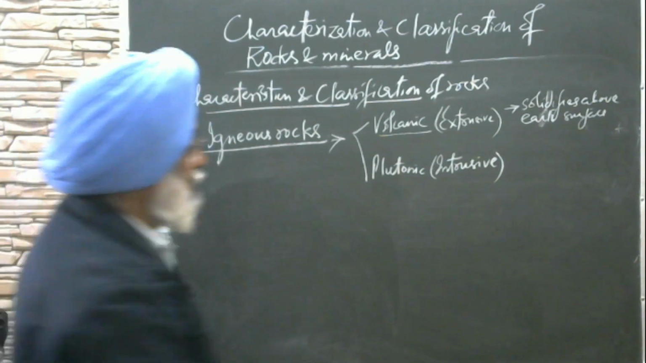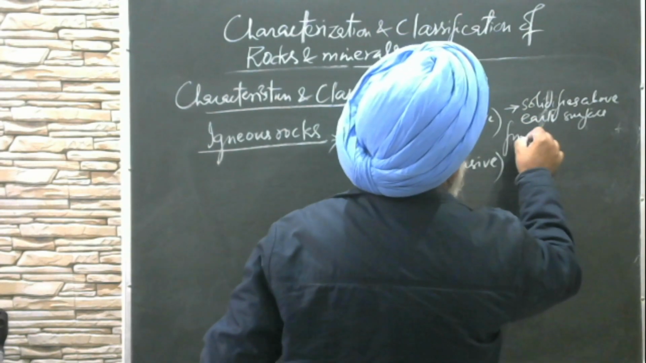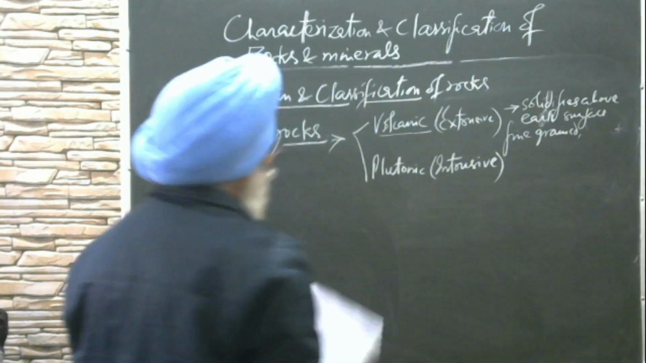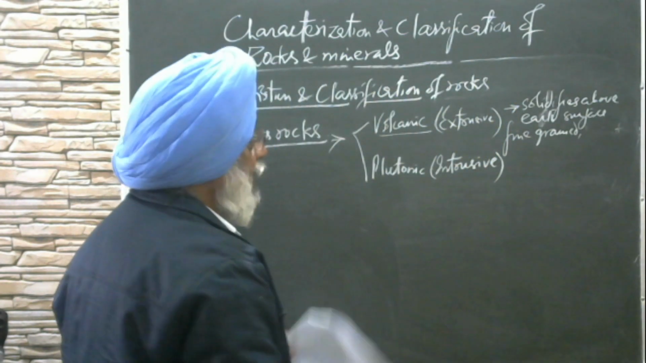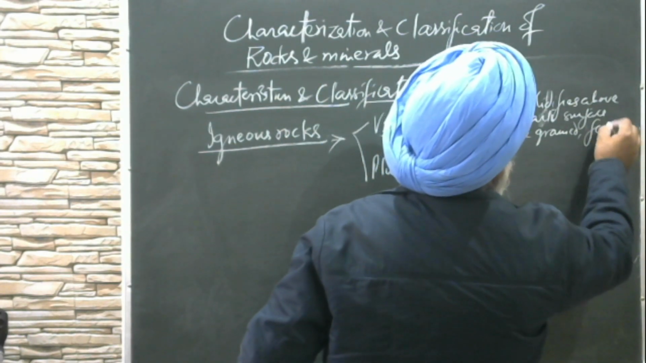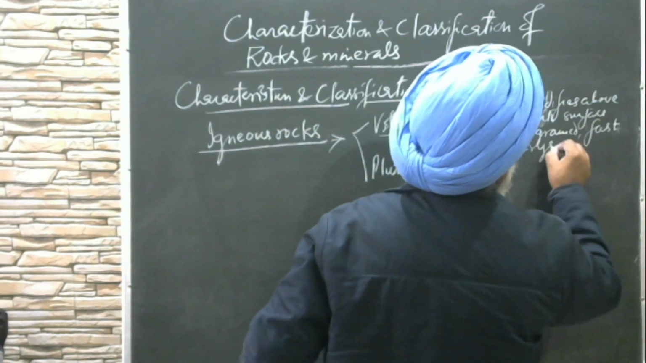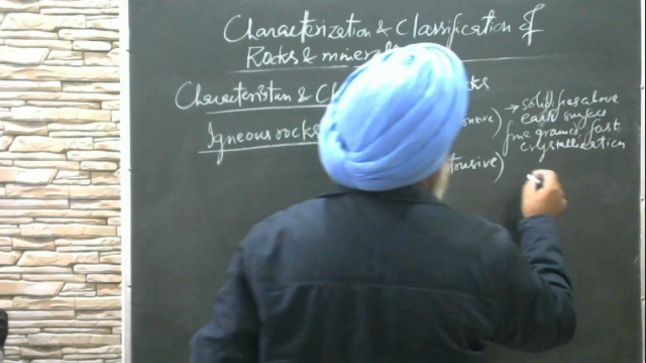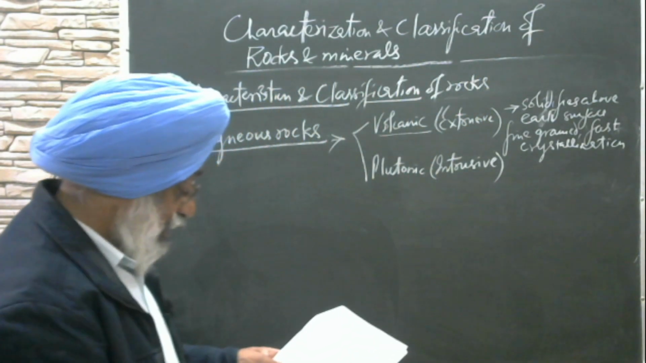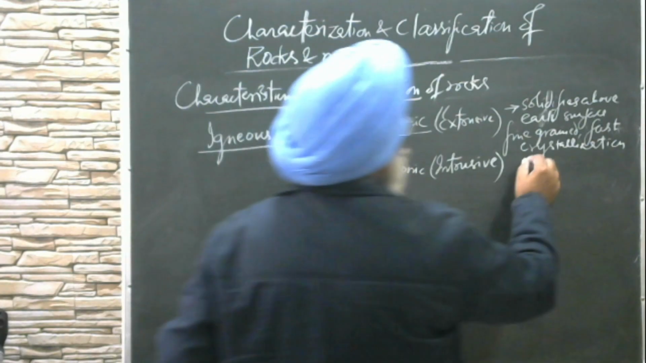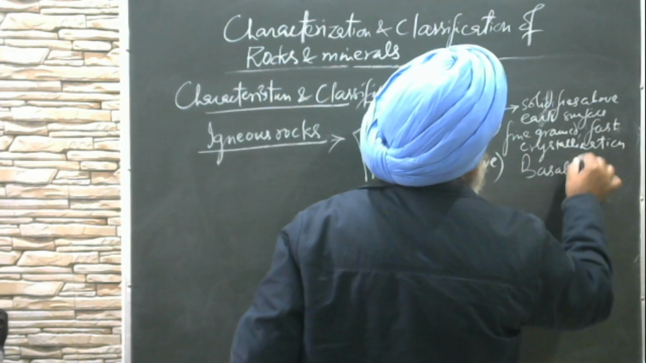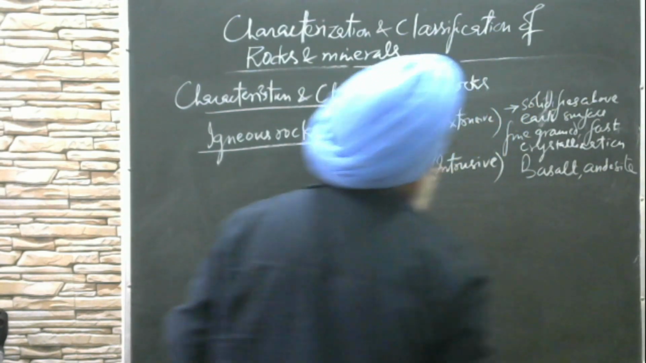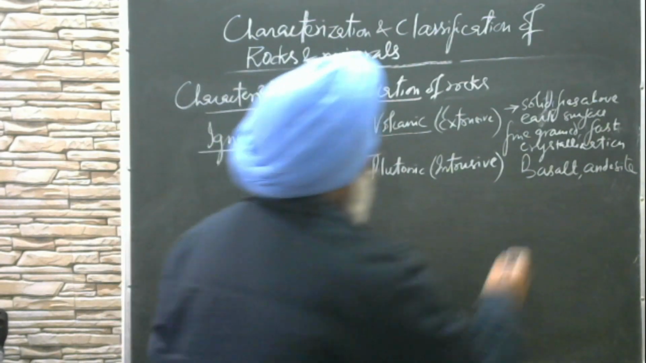These are fine grained, that means their size is small, and fast crystallization. Their crystallization is fast. And examples are basalt, andesite, and dacite.